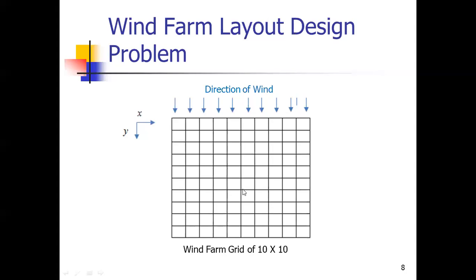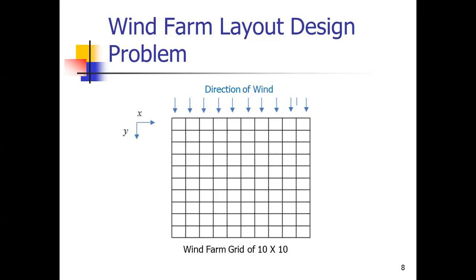So what we do is, whatever region we have, be it 2 kilometer by 2 kilometer, 5 kilometer by 5 kilometer, whatever, we divide this region into a 10 by 10 grid. Okay, so that gives us 100 different locations to put the turbines. So the turbines can be put in any of these squares. So one turbine goes into one square. Now it also depends on how many turbines we have to put.